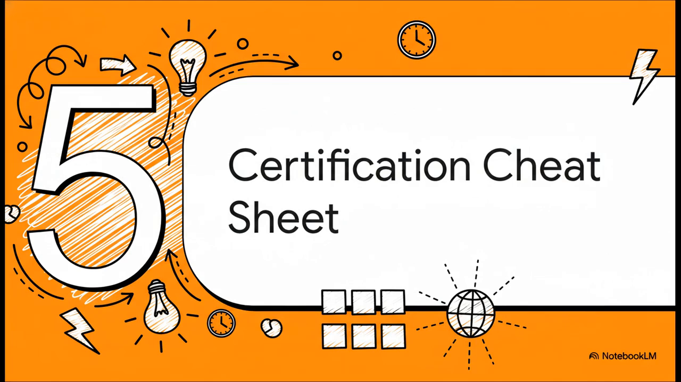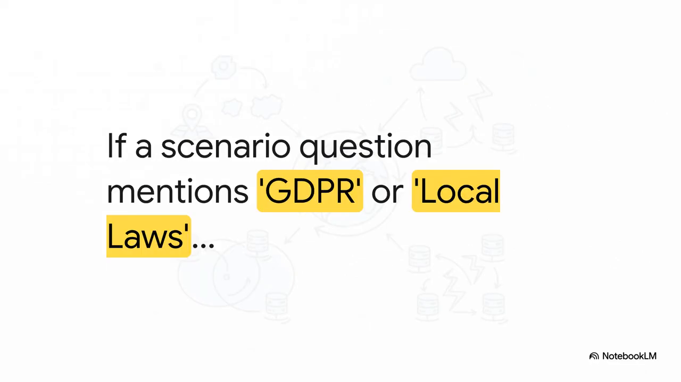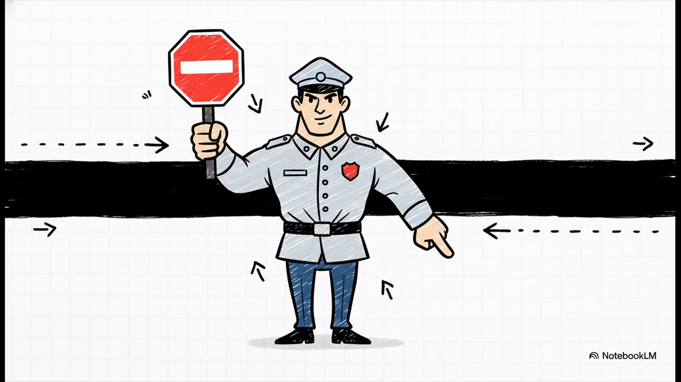Okay, let's wrap this up with the most important part, your certification cheat sheet. If you're cramming for an exam, these are the mental shortcuts that will let you instantly nail these scenario questions. Okay, tip number 1. When you're reading the question, look for the key words. If you see words like compliance, data residency, or especially legal stuff like GDPR or local laws, boom, the answer is geolocation. That's our border guard enforcing the rules every time.